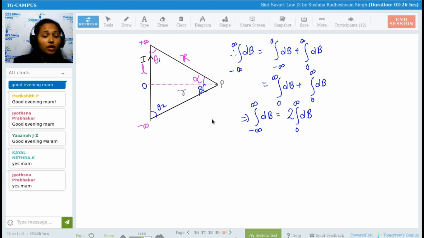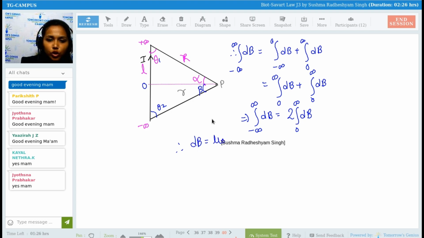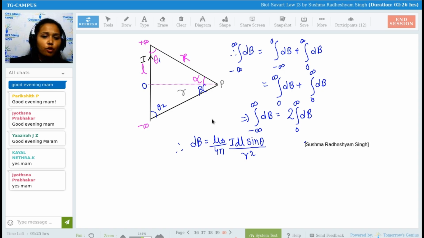What we can do? We simply do our minus infinity to infinity problem in a 0 to infinity manner. So now we apply our formula. What is our formula? dB is simply mu naught upon 4 pi I dl sine theta over r square. Now tell me, what is your dl sine theta? Which formula do we take for dl sine theta?